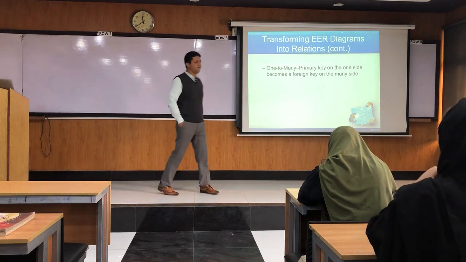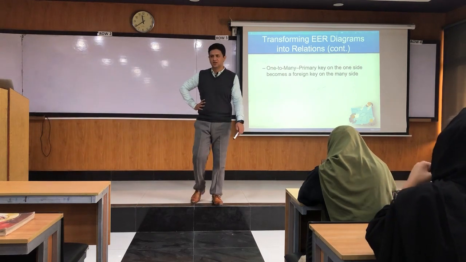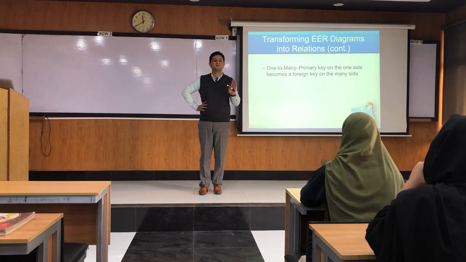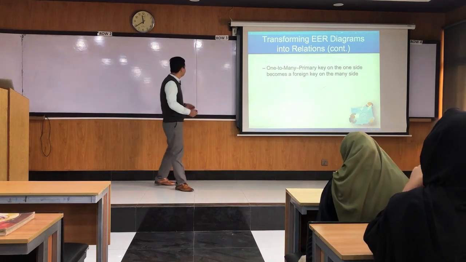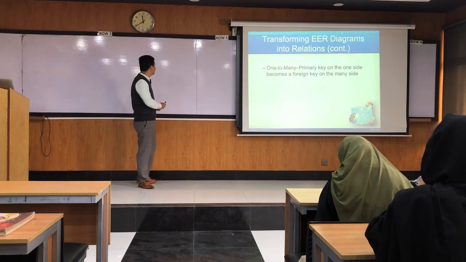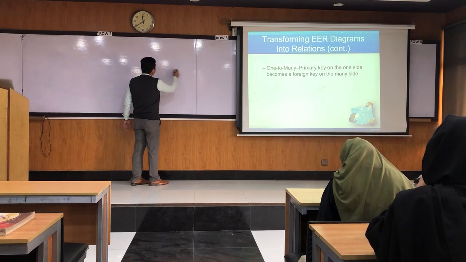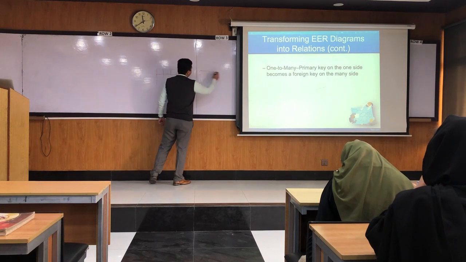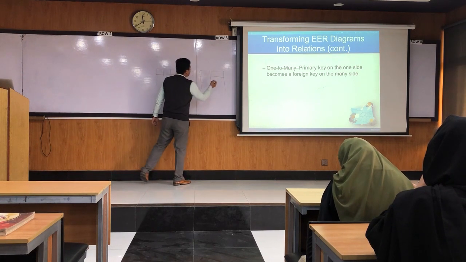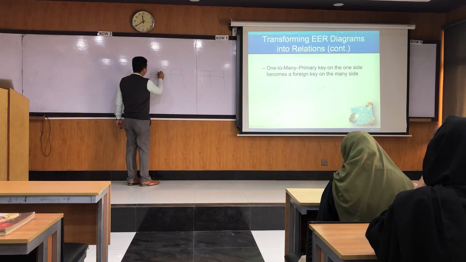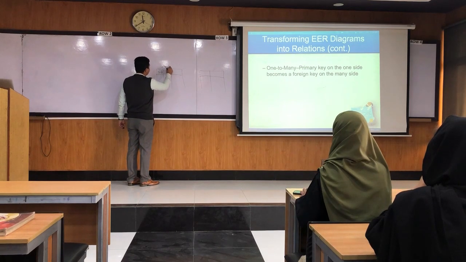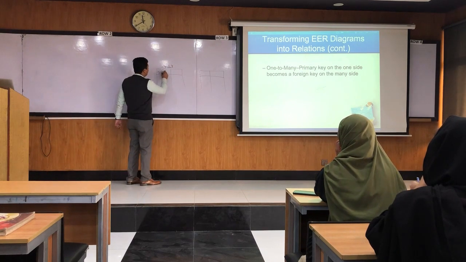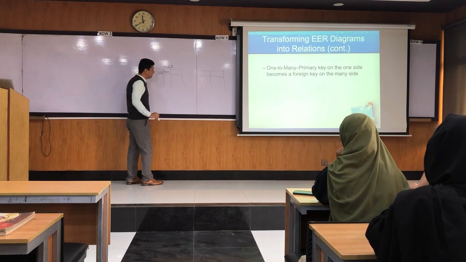So if we have a binary degree relationship with a maximum cardinality of one to many, this is the first case. Let's take an example and try to understand this with the help of an example. For example, we have a students relation and we have a cards relation. We have this students relation with student ID as the primary key, and a column name.